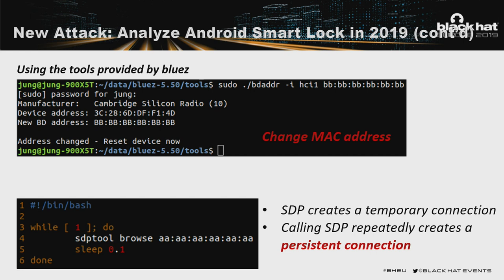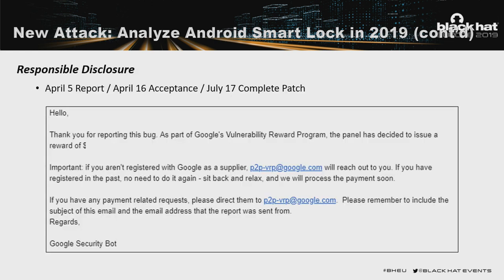The connection established by the service discovery protocol is temporary. However, if you call it repeatedly, a persistent connection is established. The attacker only needs to run this script. We reported this attack through Google's Vulnerability Reward Program. And now our vulnerabilities are fixed by Google. This vulnerability has been force-updated via Google Play, so we cannot show live demos here.